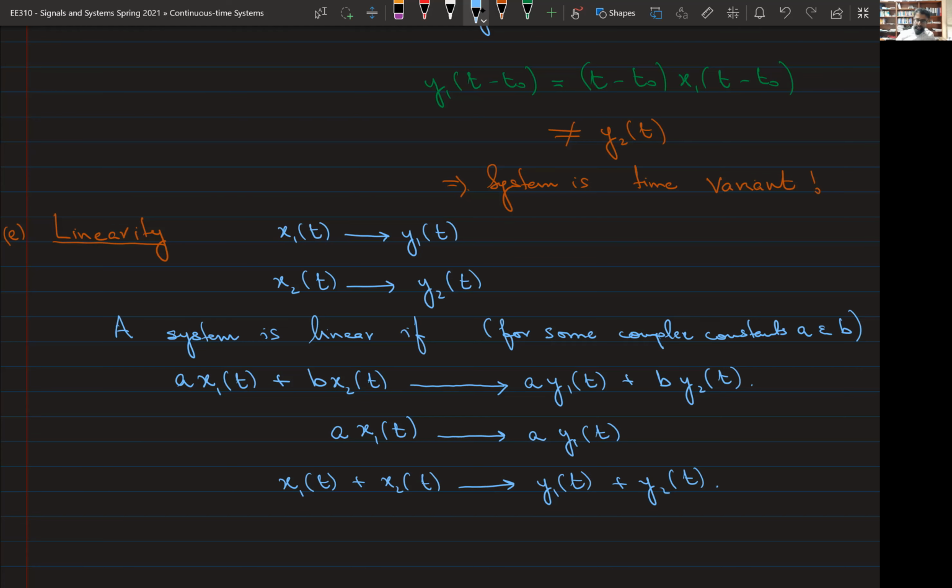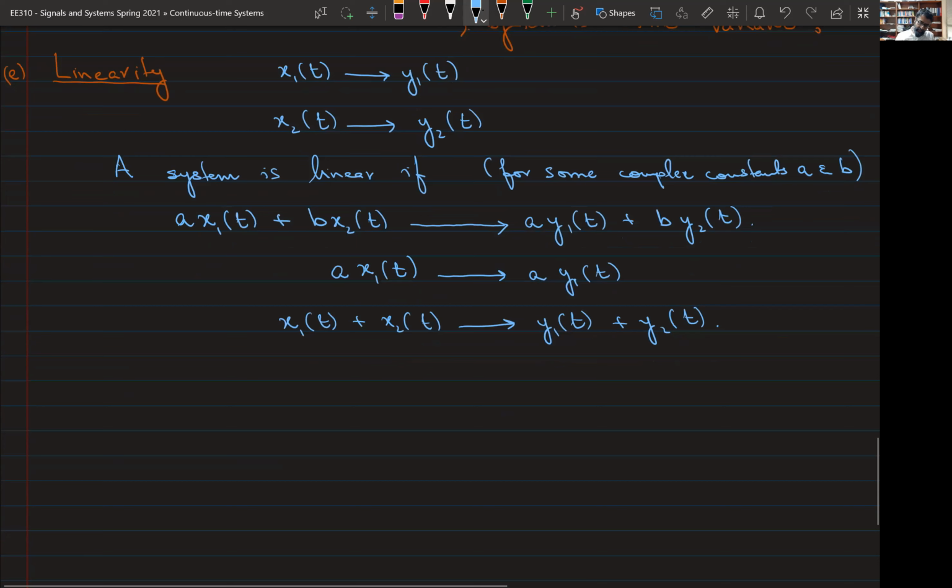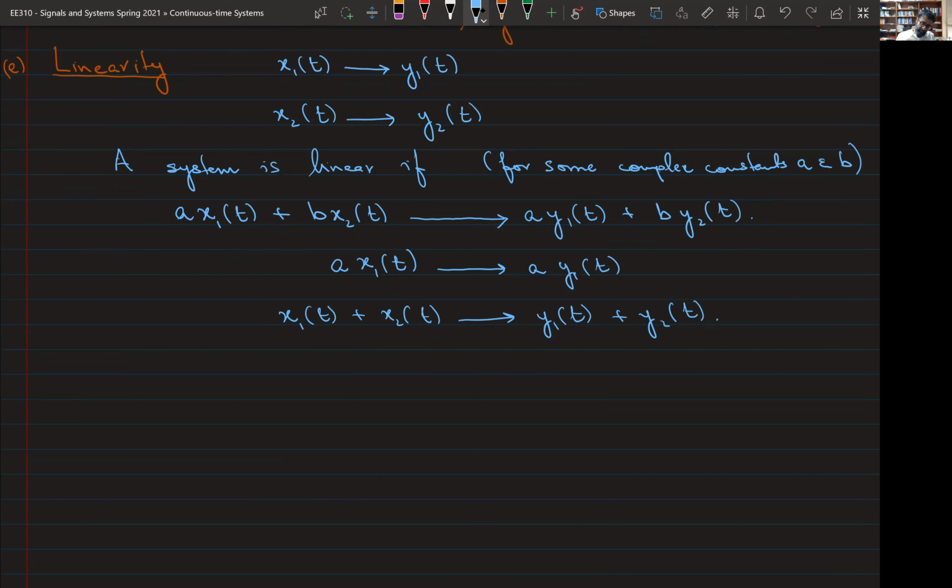By the way, you can now use induction to show that if I add three inputs instead of two, the output should also be the corresponding sum of all three. And this is applicable to many inputs. So in other words, we can conclude that any combination, A sub k x sub k of t, results in an output which is just simply the corresponding summation.